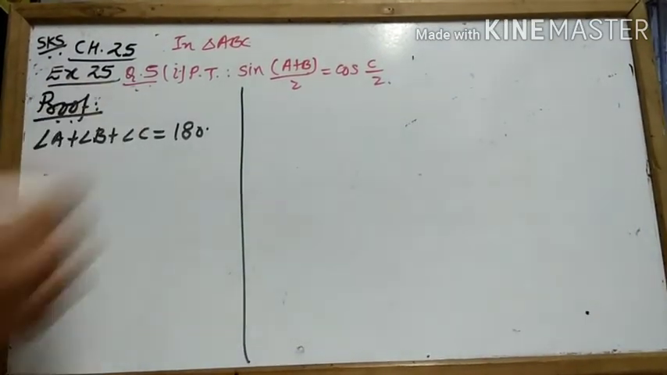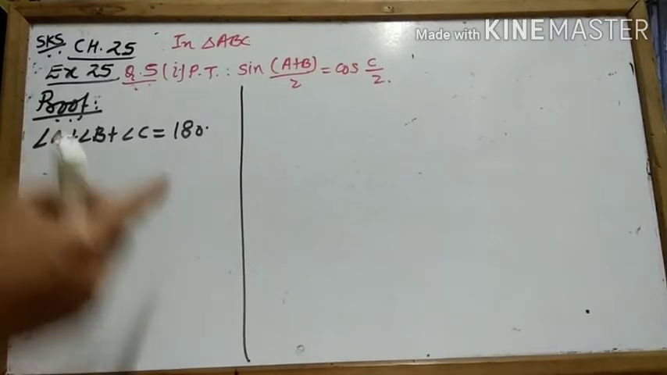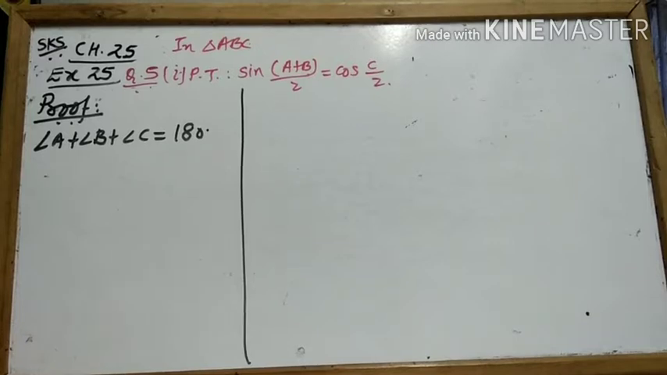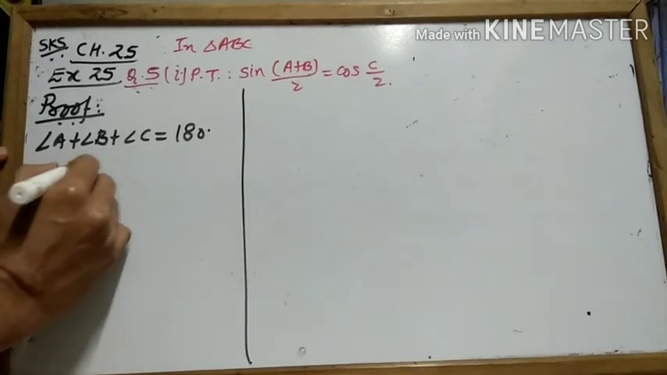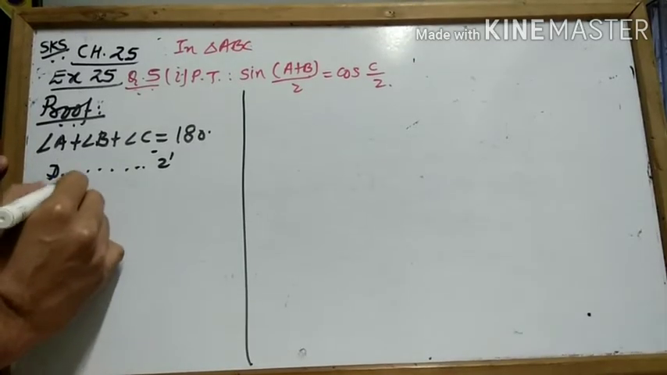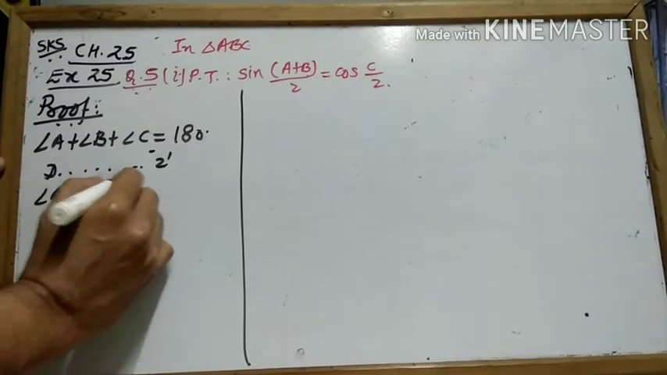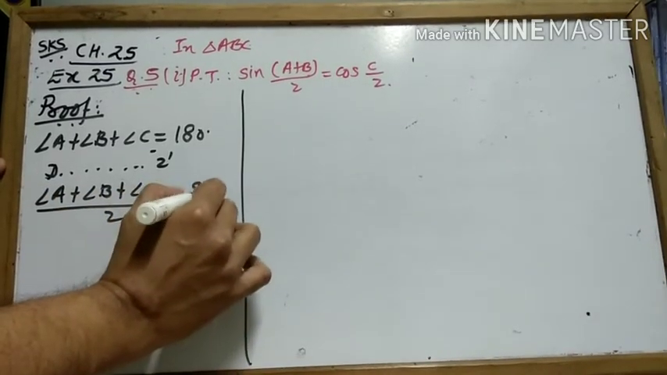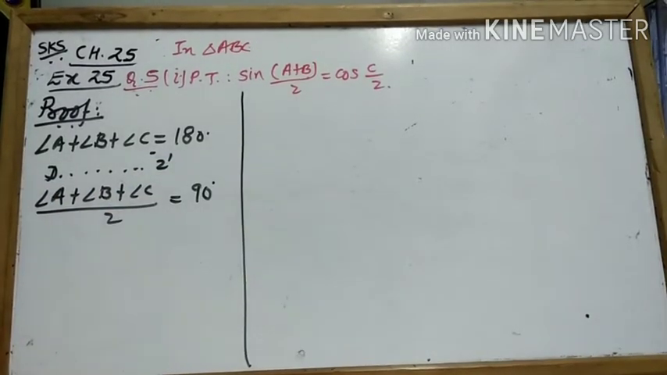So angle A plus angle B plus angle C equal to 180. Of course, you have to mention the reason. I'm repeating that the sum of all angles of a triangle is 180. I'm dividing both sides by 2. What will happen? Angle A plus angle B plus angle C, whole divided by 2, is equal to 180 divided by 2, which is equal to 90 degree.